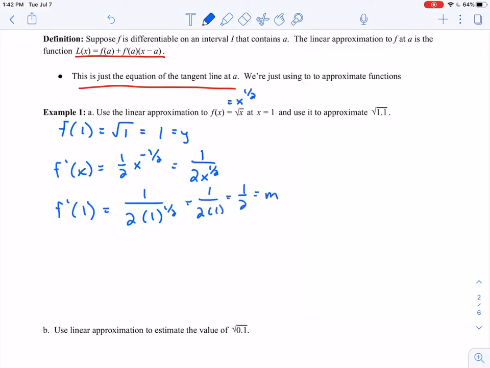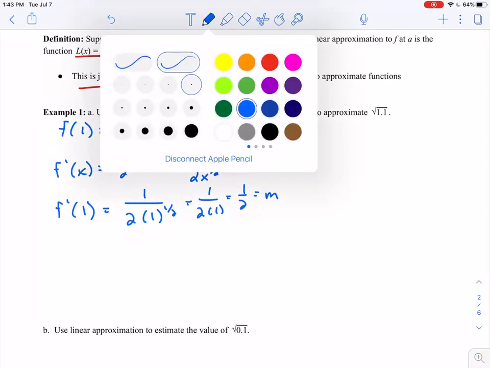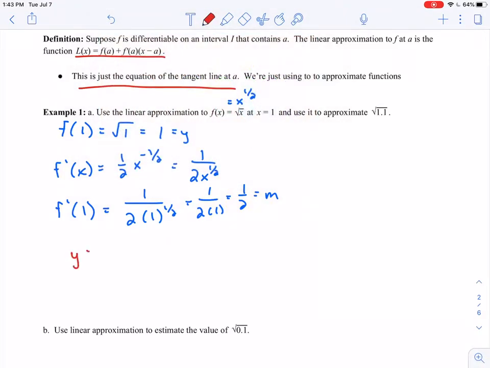This is the slope of my tangent line. So I have my x value, I have my y value, I have my slope. I have everything I need to write the equation of the tangent line. So let's go ahead and do that. Y minus my y coordinate, which is 1, equals m, that's 1 half, times x minus my x coordinate, which is 1. So let's see, this is y minus 1 equals 1 half x minus 1 half. Solving for y, this gives me y equals 1 half x plus 1 half.